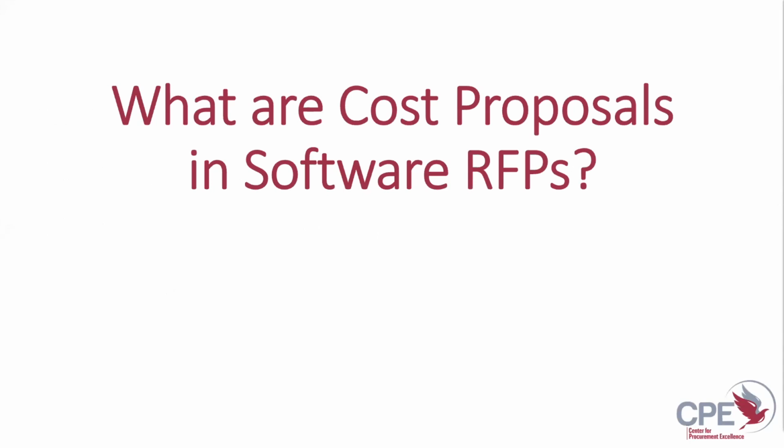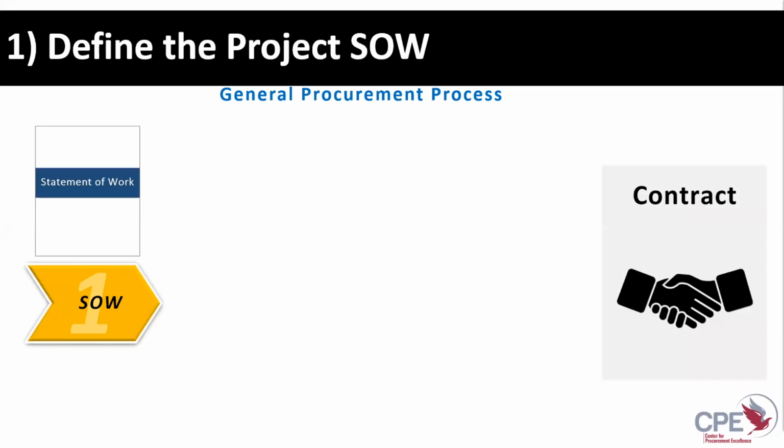So first up, what are cost proposals in software RFPs? Let me put this in context, and for those who have seen the RFP training course before, some of these might look a little familiar, just to make sure we're all on the same page with process. So for most RFPs, the general procurement process is something like this.